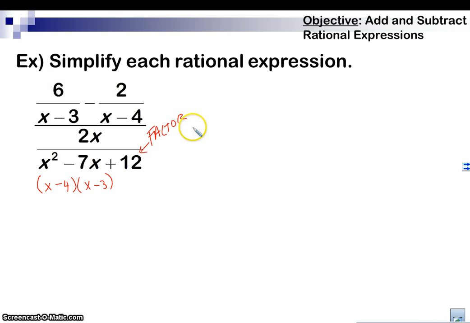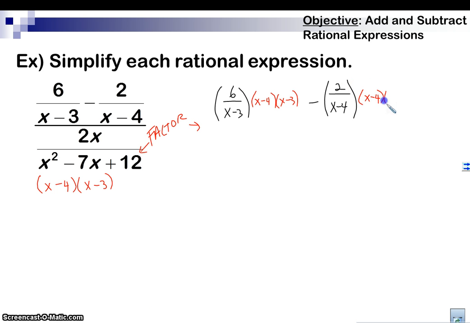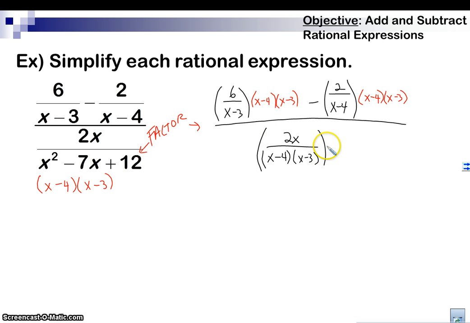All right, so it's going to look like this, guys. And I'll go and put these guys in black here. 6 over x minus 3 times x minus 4, x minus 3. Minus 2 over x minus 4 times x minus 4, x minus 3. All over 2x over x minus 4, x minus 3 times, because that's the entire denominator, x minus 4, x minus 3.